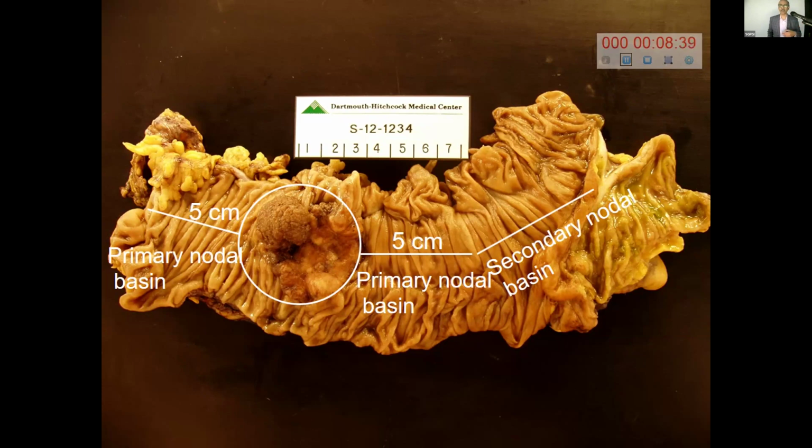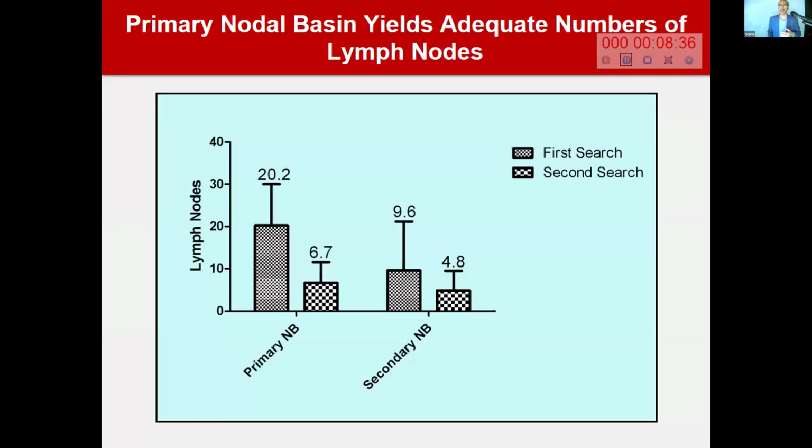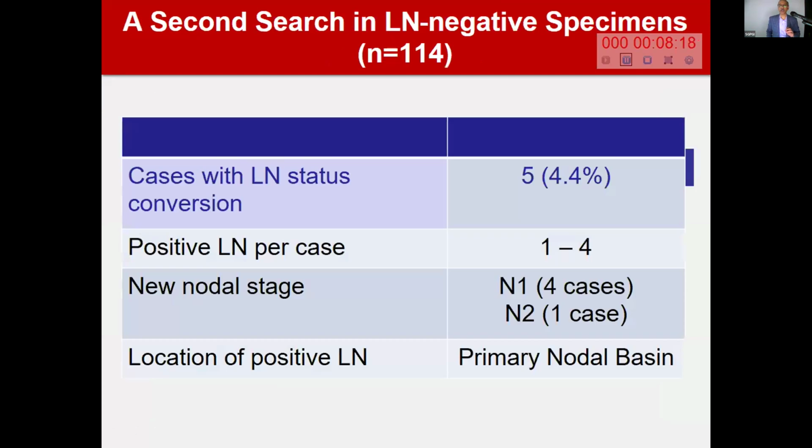So this is standard practice at our place, where we don't sign out anything as N0. If you do a second search in every case that's N0 at first attempt at looking at lymph nodes, you'll find on average about 10 lymph nodes in the second search, about 6 or 7 in the primary basin, and about 4 or 5 in the secondary basin. And more importantly, what you end up doing is you end up upstaging roughly 4 to 5% of node negative cancers. And this has held true at every place I've ever worked. It held true at Dartmouth, it held true at Brigham, it holds true at Memorial.